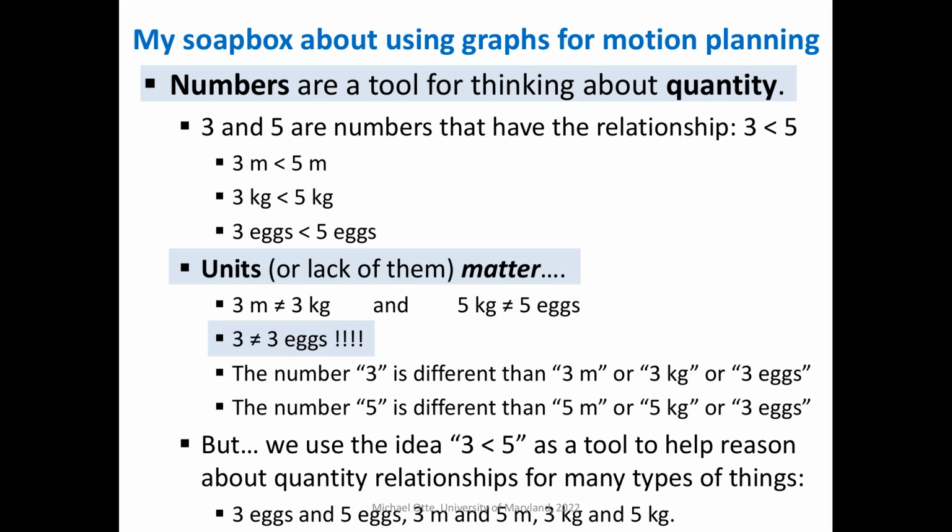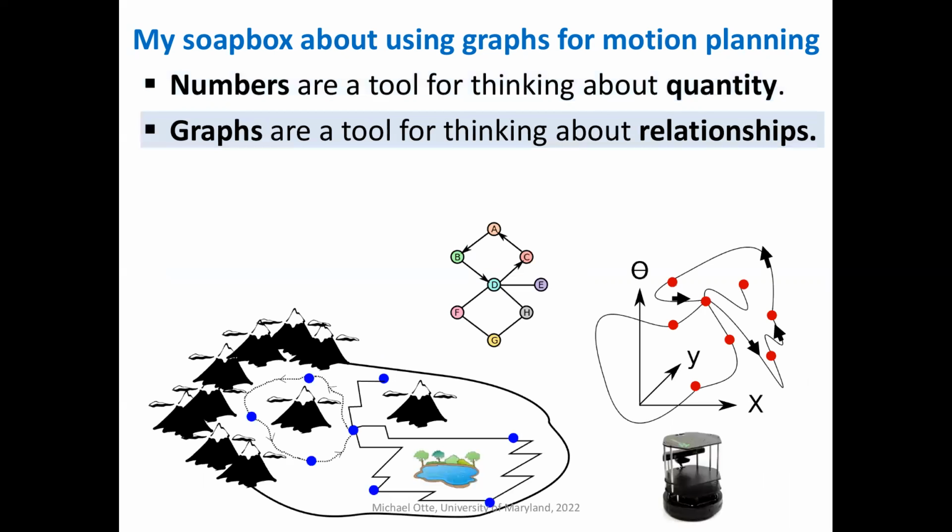But the units really matter here, right? 3 meters is not the same as 3 kilograms. 5 kilograms is not the same as 5 eggs. And even the number 3 is different than 3 eggs, right? The number is this abstract concept that we're using to reason about quantity of whatever we feel like. Because we have this abstract concept, we can define rules with that abstract concept, and then it's applicable to all of these different things like eggs and kilograms and meters, etc. Graphs are the same kind of theoretical abstraction.